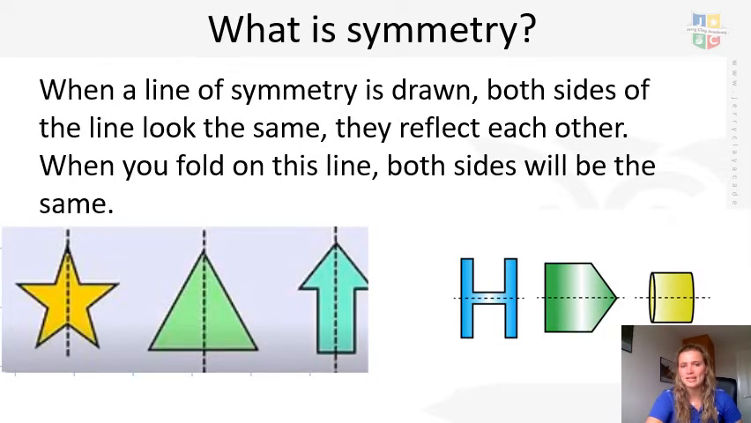So symmetry is when a line is drawn and both sides of the line look the same, they reflect each other. So when you fold on this line, both sides will be the same. If you fold a piece of paper in half, it will look exactly the same on both sides. Just as these examples show, if you were to fold down the dotted line or across the dotted line, both sides will be exactly the same. They will be matching. Another way you can do this, if you've got a mirror, you can put a mirror on the line, and if you look at both sides of the mirror, they will both look exactly the same.